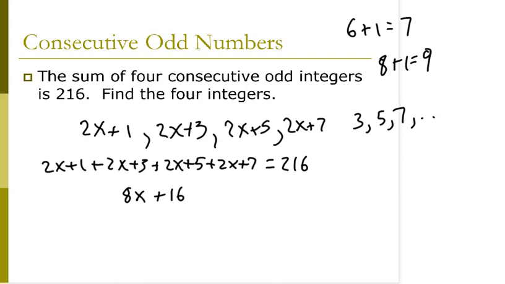So we subtract 16 from both sides of our equation. We end up with 8x equals 200. We divide both sides of our equation by 8. And so x has to be equal to 25. But remember, the objective was to find out what those integers were. So let's go back a few steps.